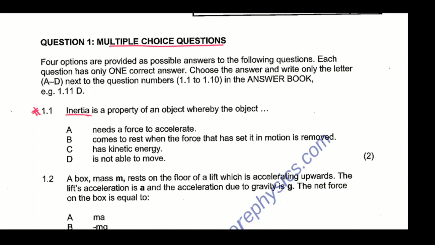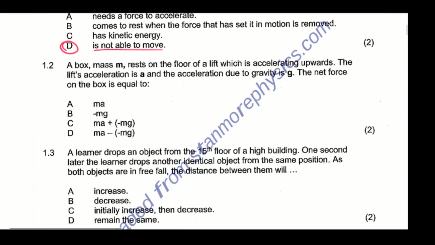So we all know what inertia is, right? It's a property that resists motion. So the option here is D, which says that inertia is a property of an object where the object is not able to move. Now we're going to go to 1.2, which says that a box of mass m rests on the floor of a surface which is accelerating upwards.